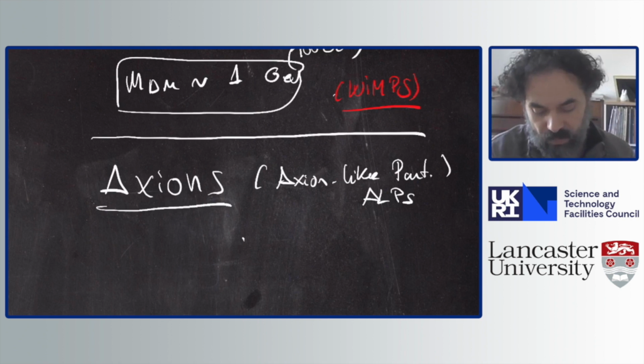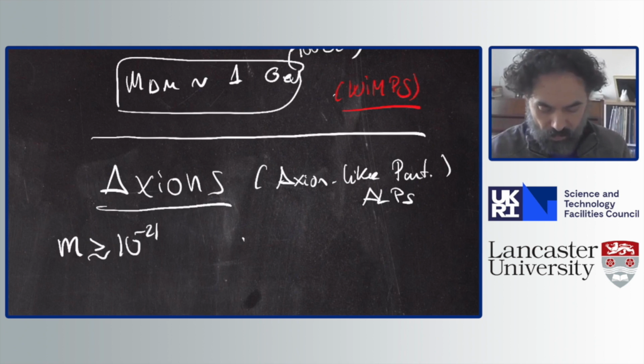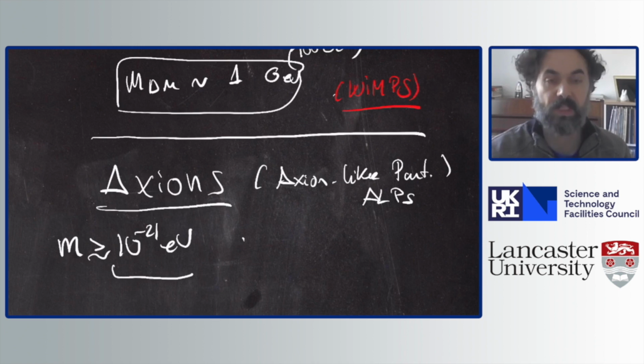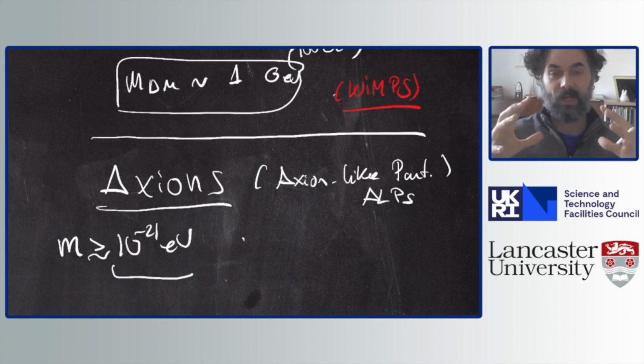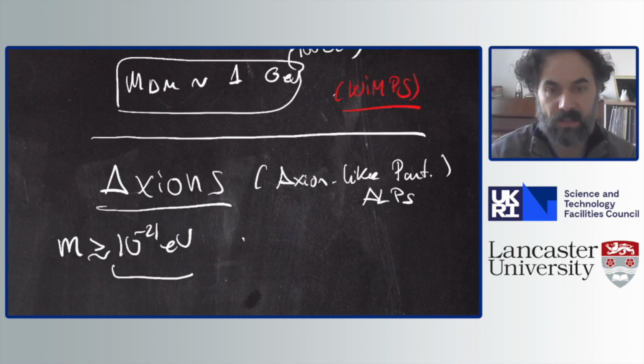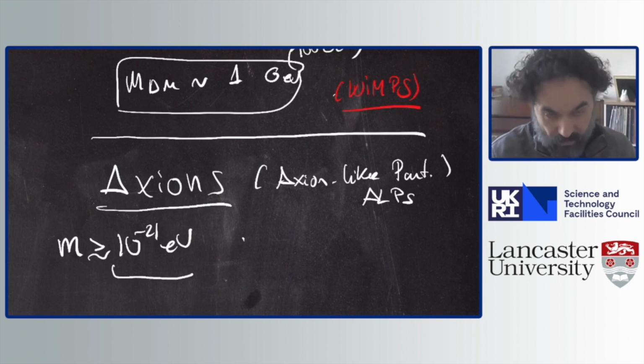The range of masses for axions can start as low as 10 to the minus 21 electron volts, for instance. And this bound is not coming from particle physics, but from the fact that you have to be able to accommodate the smallest galaxies in the de Broglie wavelength of this species. So this is a huge macroscopic scale.